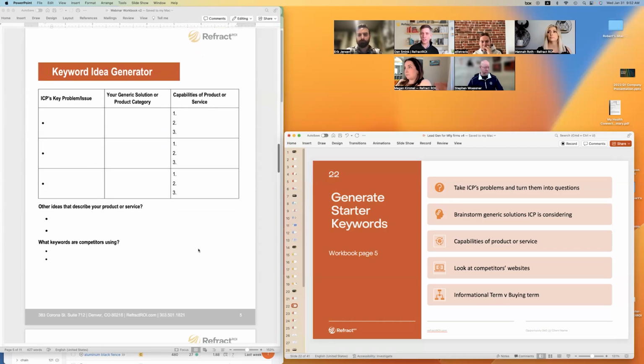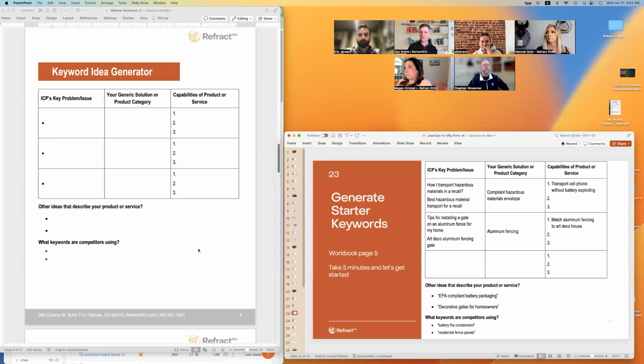This is where we're going to start to generate the keyword ideas. So what I want you to do is list the problem or issue that they have on the left-hand side in that first column, then put your solution or the product category that you have in the middle, and then put the capabilities of your product or service in the right-hand column. Okay, we only have to do 1 or 2 of these if we want. We don't have to fill up the whole box, but this will be the place where we'll start.